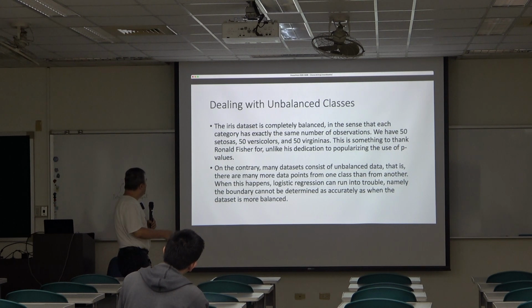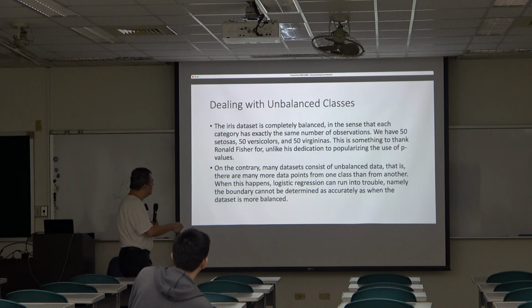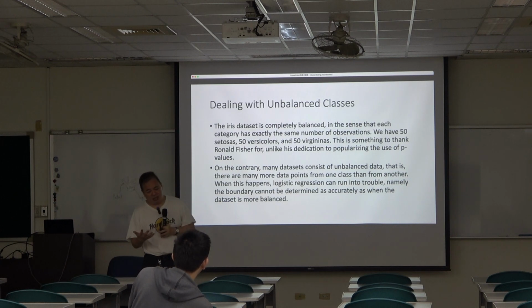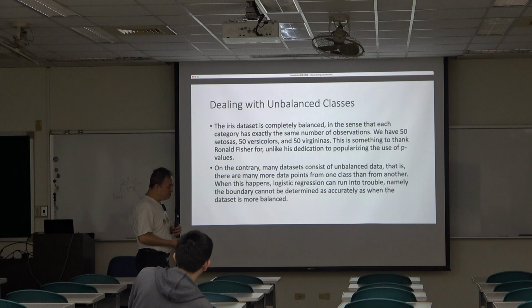The iris data set is completely balanced in the sense that each species counts with 50 instances, right? So it is completely balanced. But a lot of the time, you have unbalanced data. For example, you get a lot of samples from one class, but not so many from the other class.